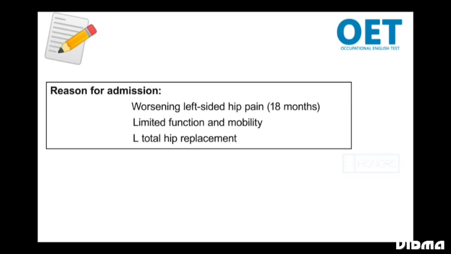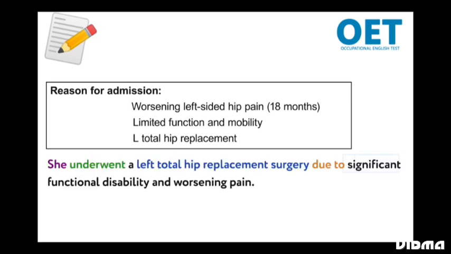Like here it says, worsening left-sided hip pain over an 18-month period, limited function and mobility. The patient underwent left total hip replacement. You can write this as she underwent a left total hip replacement due to significant functional disability and worsening pain. We know how important parts of speech are while transforming the case notes, like subject, verb, object, connectors.